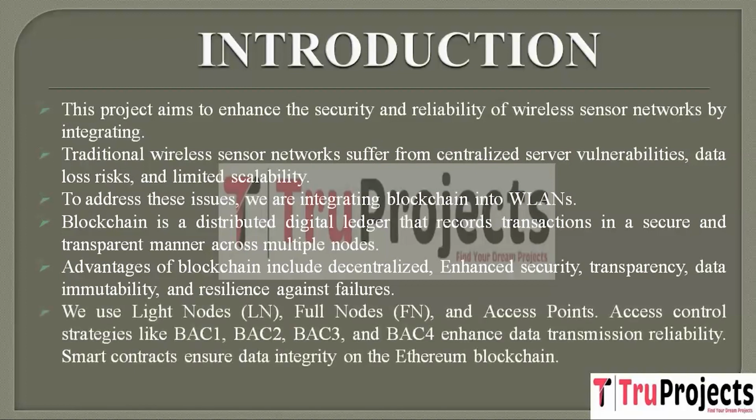And we employ light nodes, full nodes and access points while implementing access control strategies such as BAC1, BAC2, BAC3 and BAC4 to improve data transmission reliability. Additionally, smart contracts on the Ethereum blockchain guarantee data integrity.